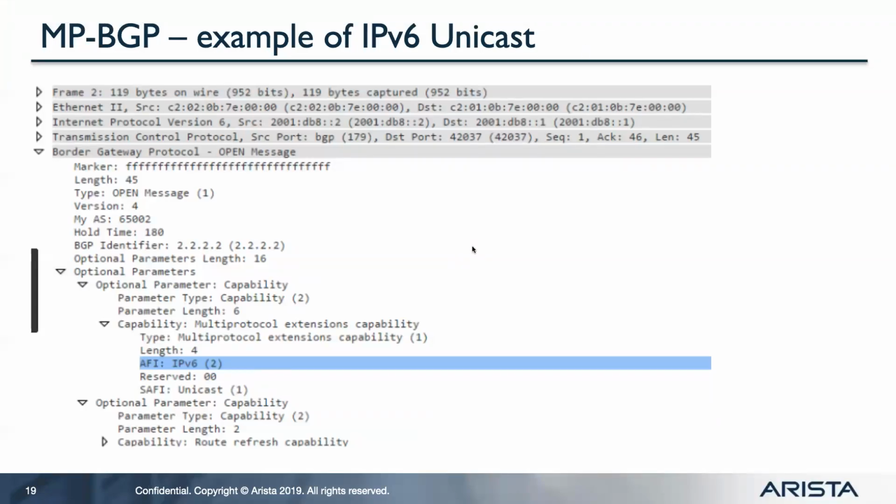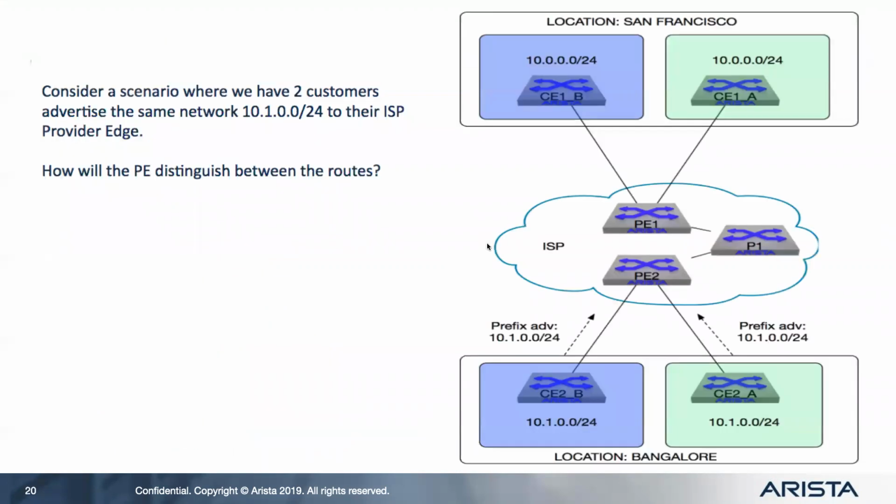Okay, so let's move on to the next. Let's understand this. You have customer A, which we can consider as Arista, and this is customer B, any other customer, let's say XYZ. Both have this 10.1.0.0 subnet here. You can consider this as Bangalore office location, and this is San Francisco. And so you have a 10.1.0.0 private subnet.